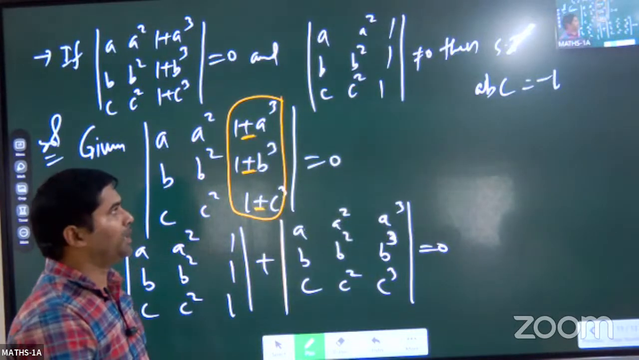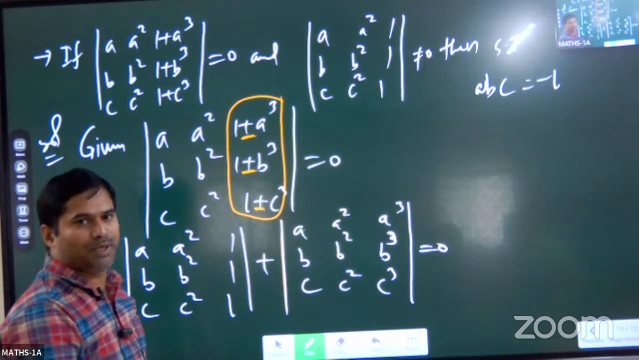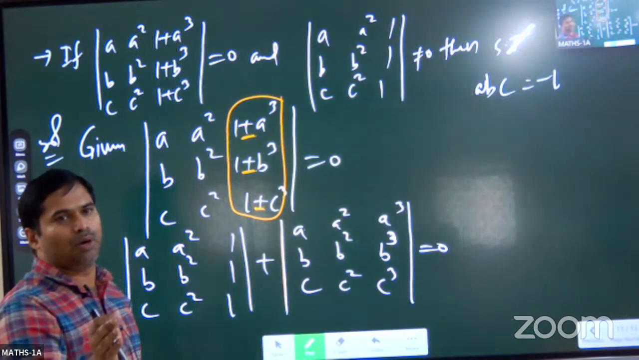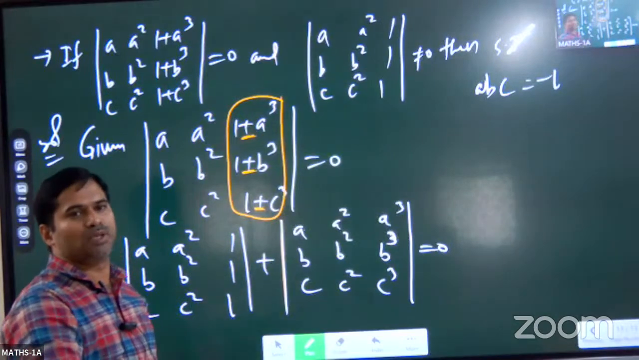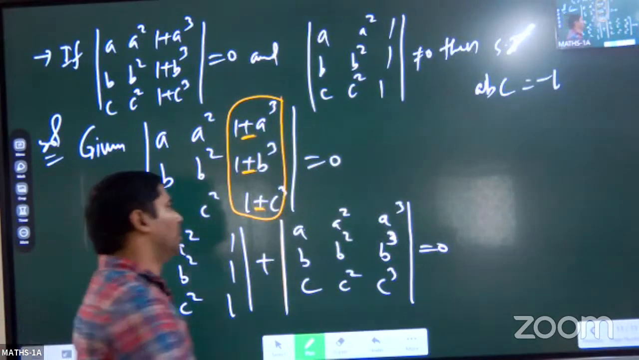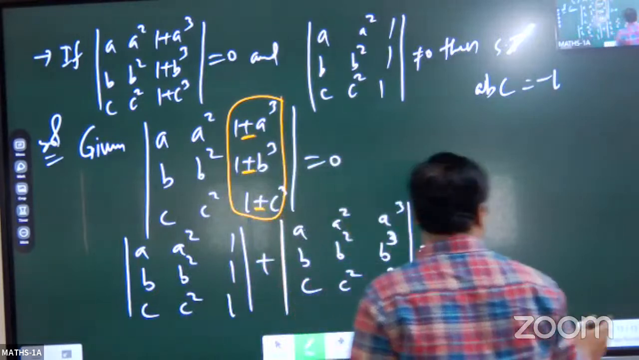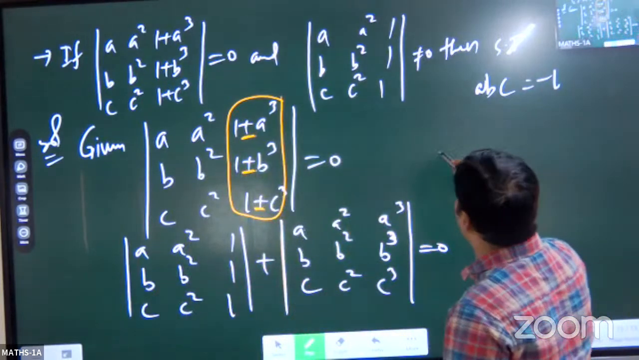According to determinant properties, if there is something common either in row or column, there is a possibility of taking it outside, you can take it out. So that only I'm going to do in next board. Right? Okay, here only I will write.